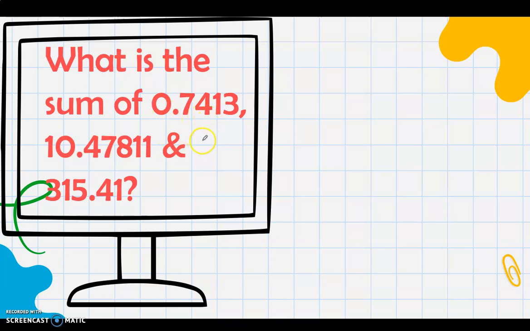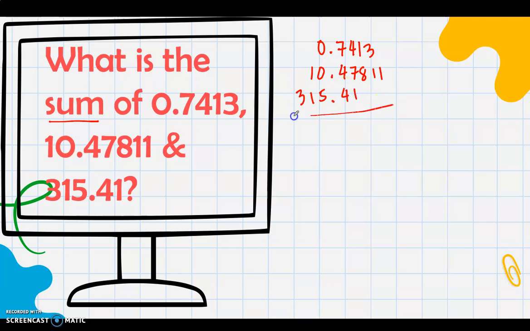Next, what is the sum of 0.7413, 10.47811, and 315.41? So sum is the answer in addition, so we are going to add. So again, you align. The very important thing is you align first the decimal point. Then you add 10.47811 and the 315.41. You add zeros to the empty place value. So we have here zeros. Okay, so add now. 1, that is 4, that is 9, 8, 12, carry 1, 8, 12, 16, carry 1, 6, 2, 3, then put the decimal point. So this is now the answer.